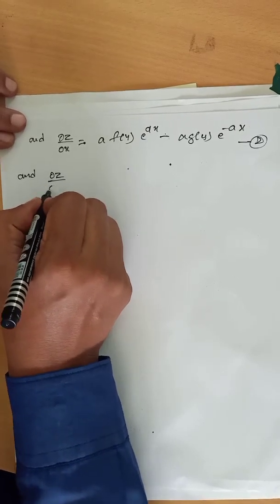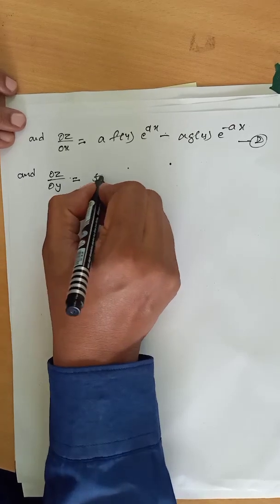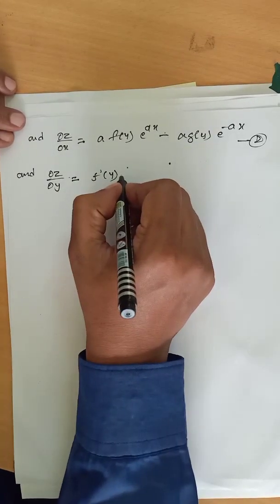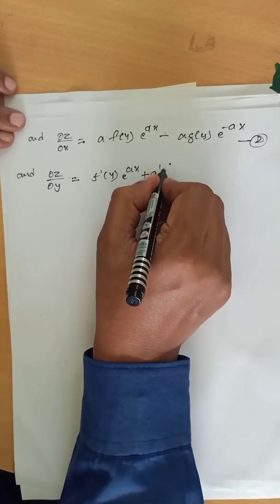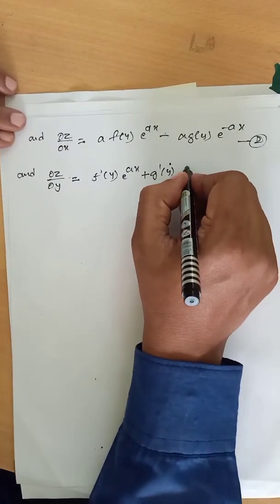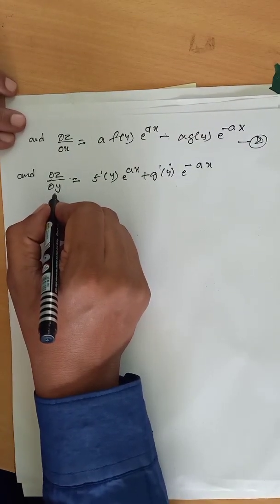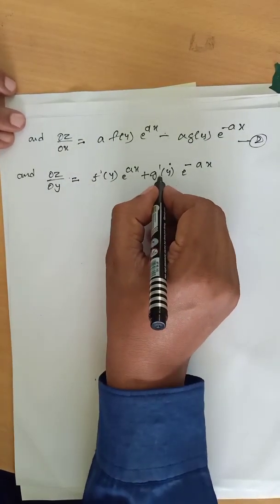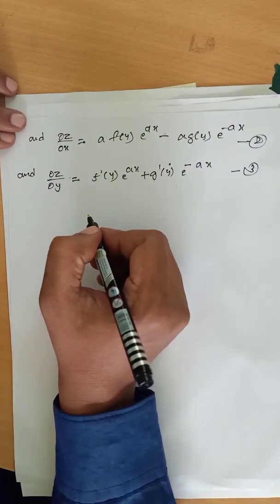Differentiate equation 1 partially with respect to y. You will get ∂z/∂y. With respect to y, the derivative of f(y) is f'(y), so ∂z/∂y = f'(y) e^(ax) + g'(y) e^(−ax). Call this equation number 3.